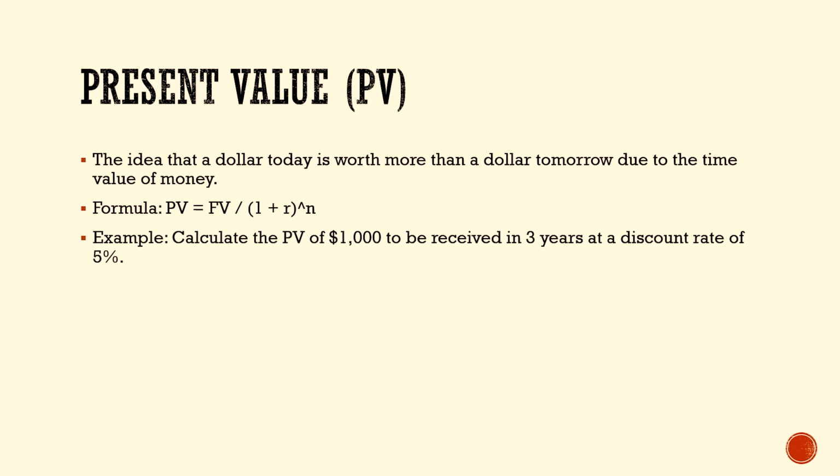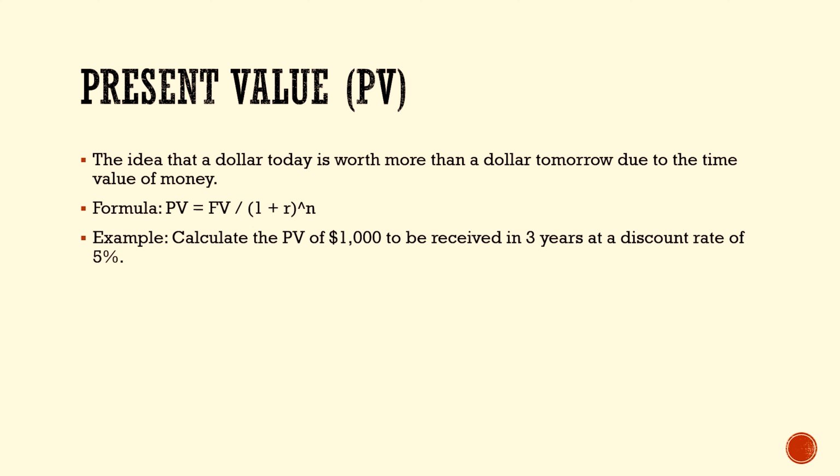A concept which is important in finance is the concept of present value. It's based on the time value of money, which means that a dollar today is worth more than a dollar tomorrow. To calculate PV, we can use the simple formula: the present value equals the future value divided by 1 plus the return in percent, and all of this expression raised to the power of the time in which the investment takes place. For example, we can use this formula to calculate the present value of 1,000 to be received in 3 years at the discount rate of 5%.